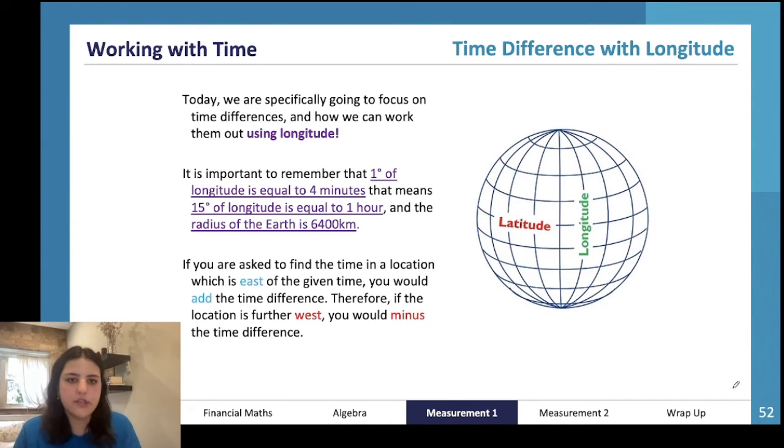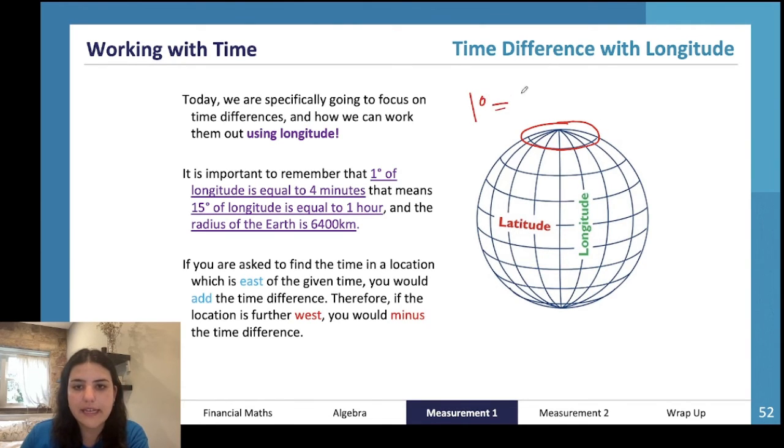All right, so we're going to work out how latitude and longitude, or longitude more specifically, helps us find time differences. There are 360 degrees on Earth. Remember, it's a circle, right? A sphere. So there are 360 degrees. 1 degree is equal to 4 minutes. So 15 degrees, right? 15 times 4 is equal to 1 hour.